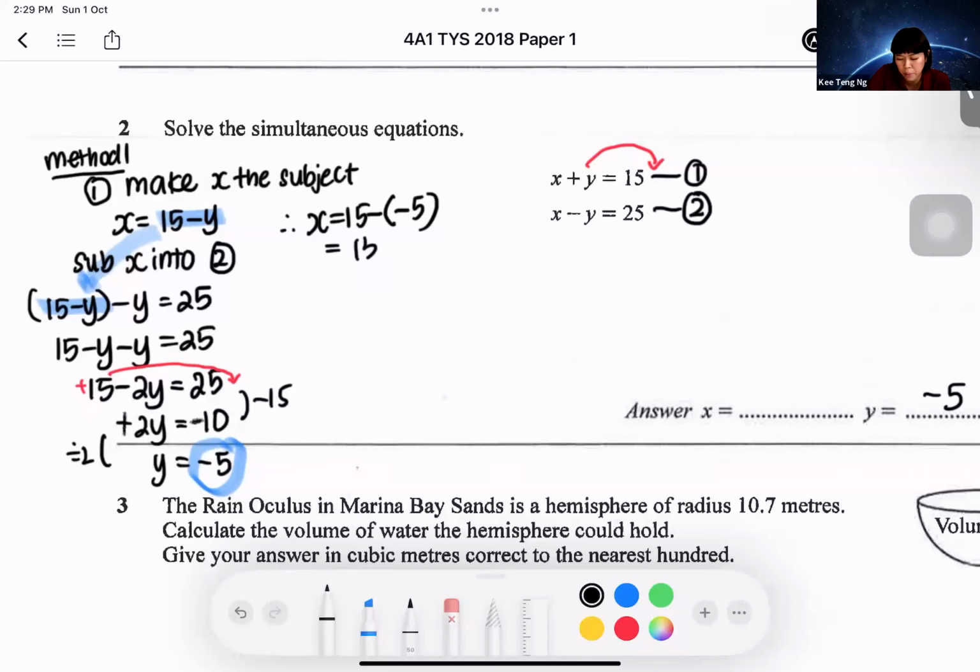Minus minus become plus 5. So x is the number 20. Okay, so this one is method 1 by substitution.